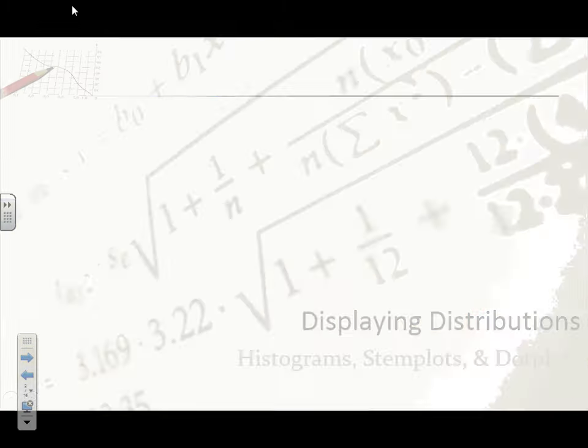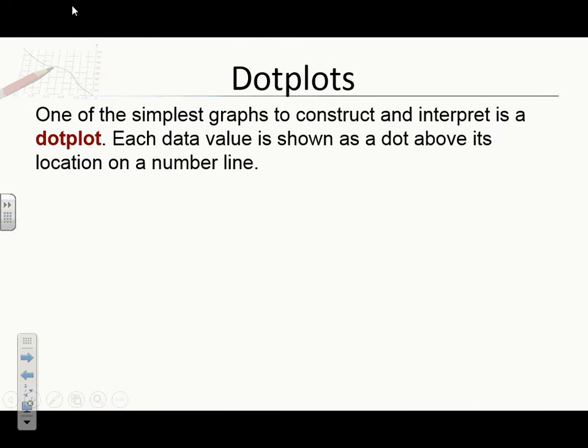So the first one is probably the easiest one to make as far as the 3 displays go. It's not always the most useful, just depending on the size of our sample or the size of our data set. If we get a really, really large data set, this one's kind of a pain to work with. But it's probably the simplest graph to create. It's also fairly easy to interpret as far as what it tells us.